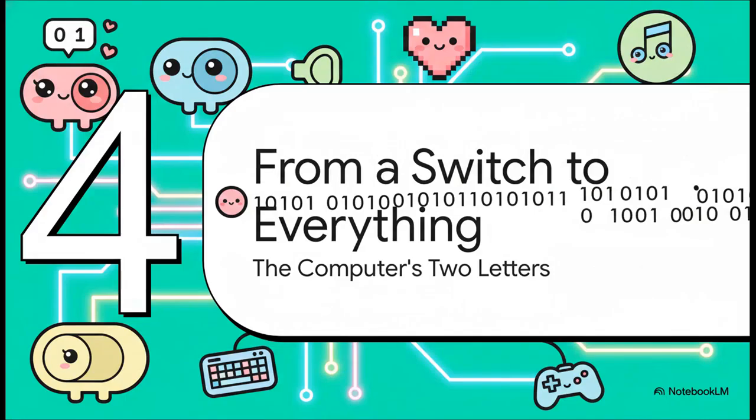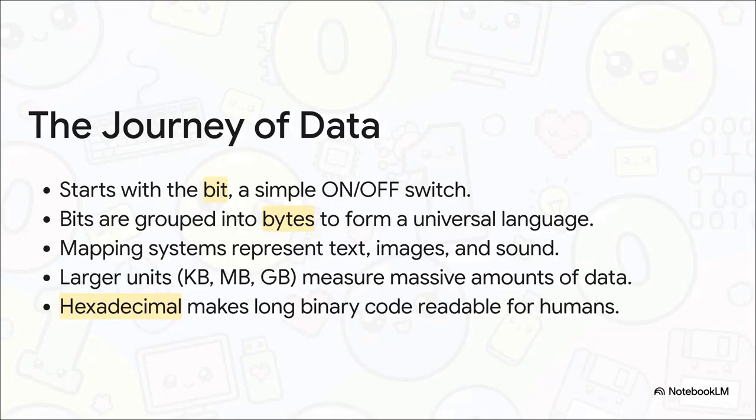So let's bring this all together. We've gone on quite a journey, right? From a single physical switch all the way to a system that can represent pretty much anything. So let's recap this whole journey of data. It all kicks off with that humble little bit, that simple on-off switch. Then we group those bits into bytes to start forming a universal language. We use those clever mapping systems like Unicode to translate that language into text, images, sound, everything. We have to invent larger units, kilobytes, megabytes, gigabytes, just so we can talk about how much data we're creating. And finally, we come up with shorthands like hexadecimal just to make it all readable for us humans.